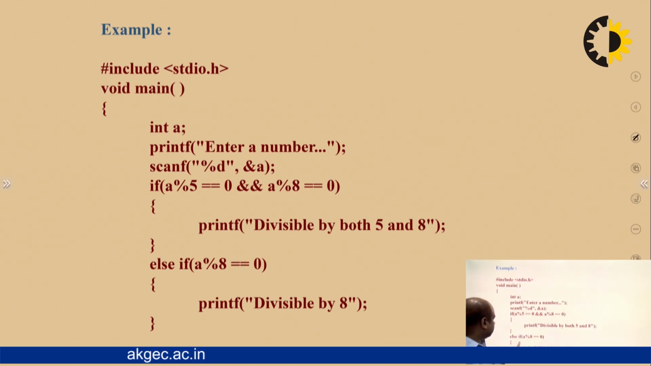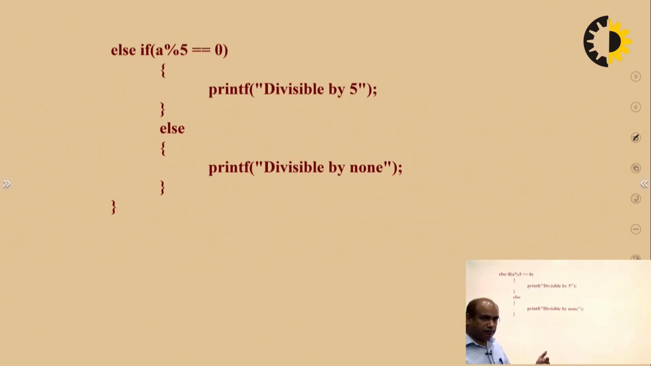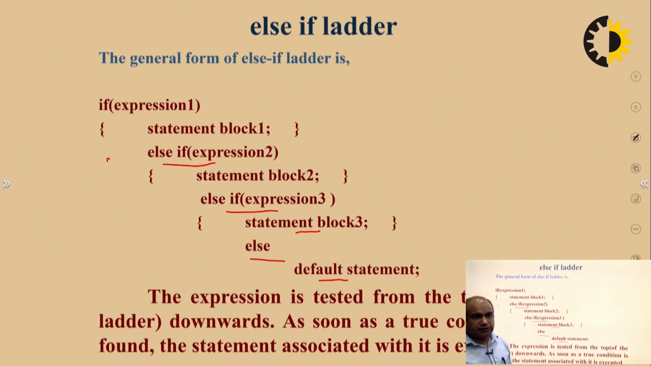Otherwise, what is going to be there? a mod 8 equal to 0 or a mod 5 equal to 0, meaning either it will be divisible by 5 or it will be divisible by 8. If nothing is true, in that case the else part will be executed and "divisible by none" will be printed. So that is the case of a nested if-else ladder.